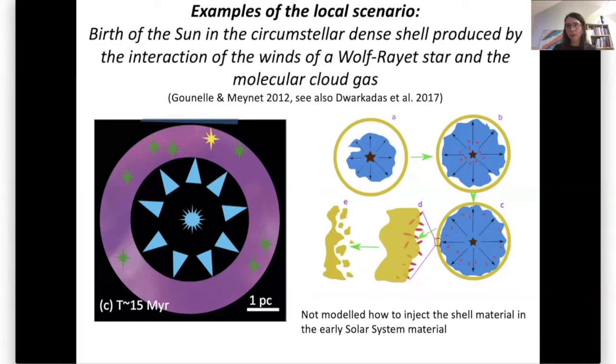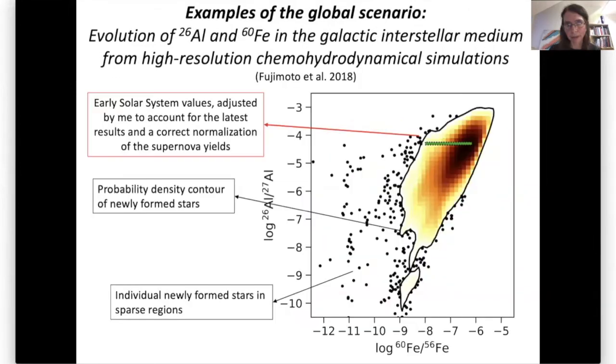Some people are proposing, and this is to the right, that there are dust grains in these winds, which is a bit speculative, debatable, and these dust grains somehow manage to penetrate the gas, and then the solar system can form, reaching aluminum-26. Briefly, a couple of examples of the global scenario.